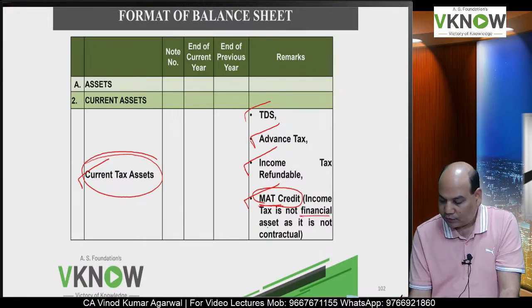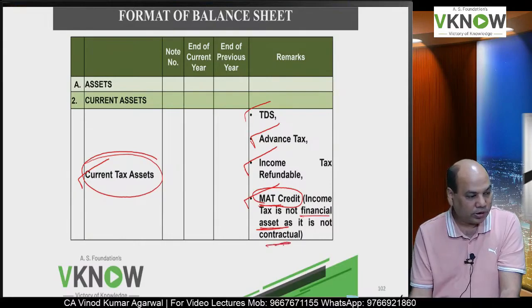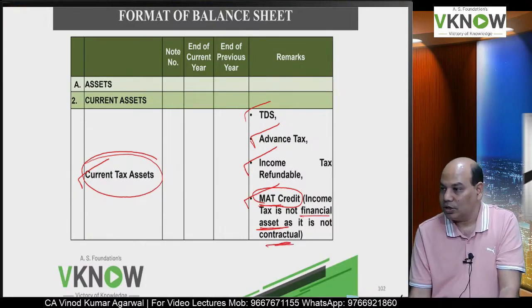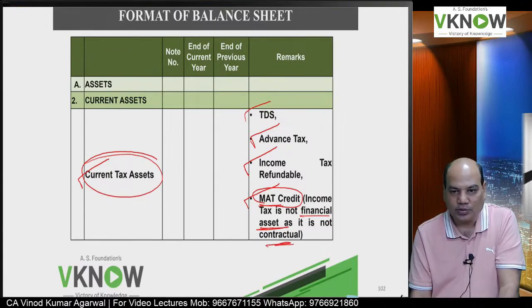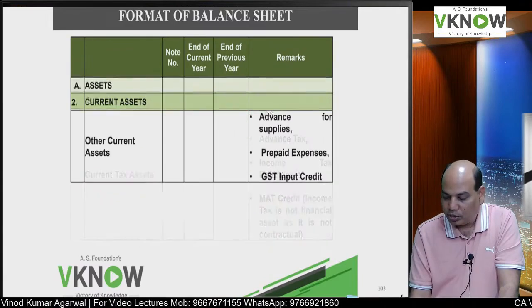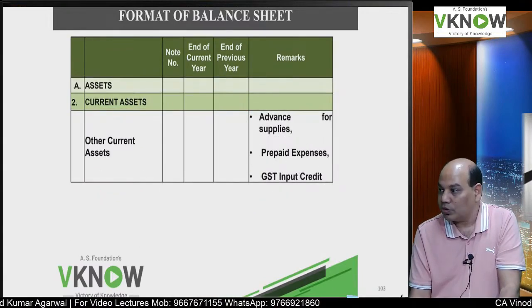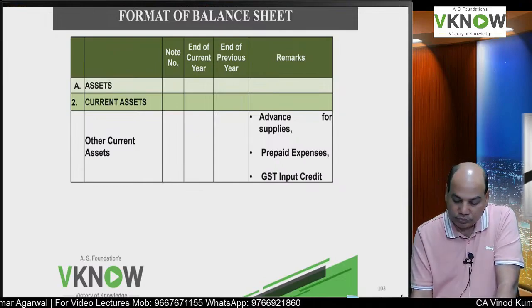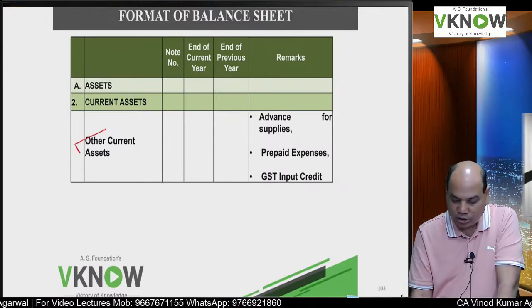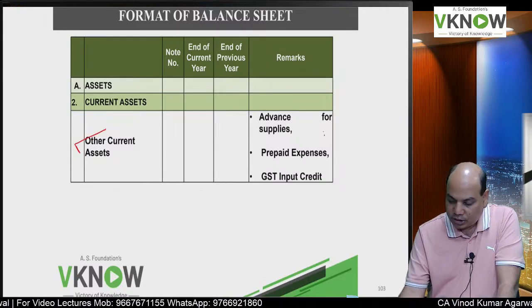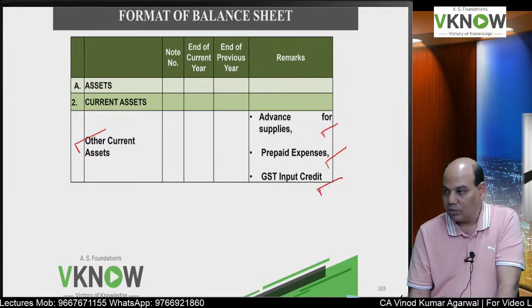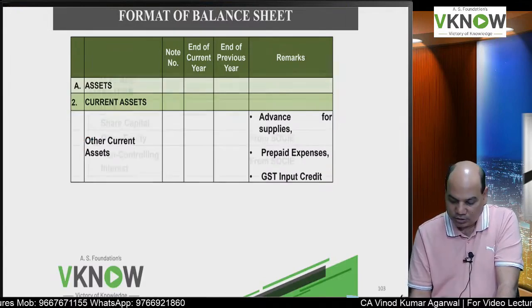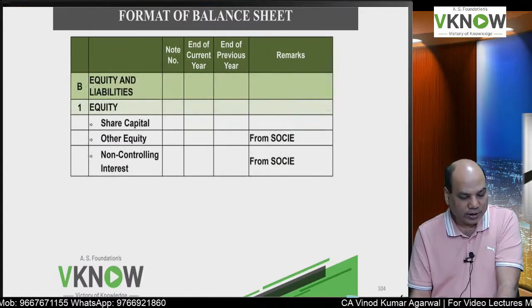It is not shown as a financial asset because it is not contractual. It is a statutory item, not a contractual item. You get this right because of law, not because of contract. And then in the last item you will put other current asset like advances paid to suppliers, prepaid expense, then GST input credit will come under other current asset. So that was my asset side.